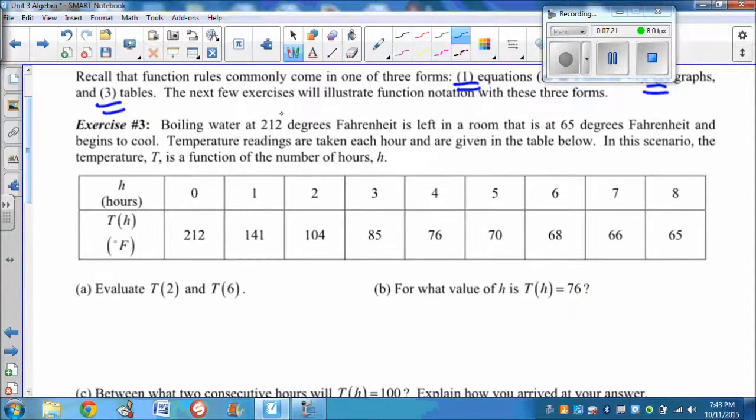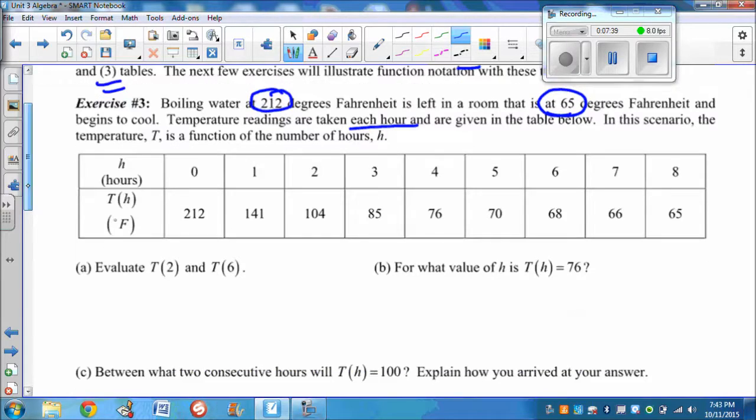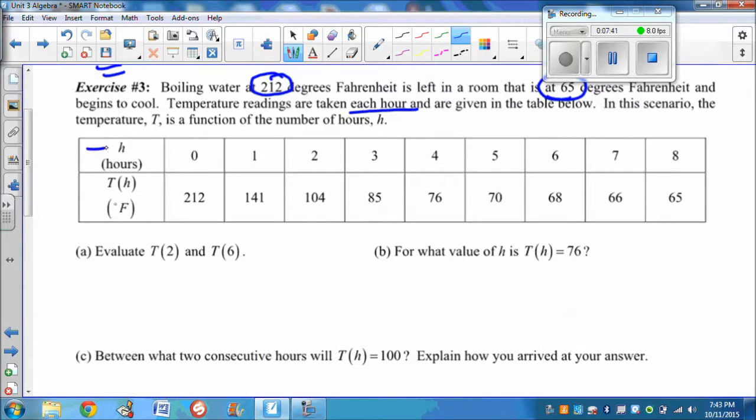So boiling water at 212 degrees Fahrenheit is left at room temperature that is 65 degrees Fahrenheit and begins to cool. Temperature readings are taken each hour and then recorded in the table. It says in this scenario, the temperature T is a function of the number of hours H. So we've got hours and we've got temperature in terms of Fahrenheit.